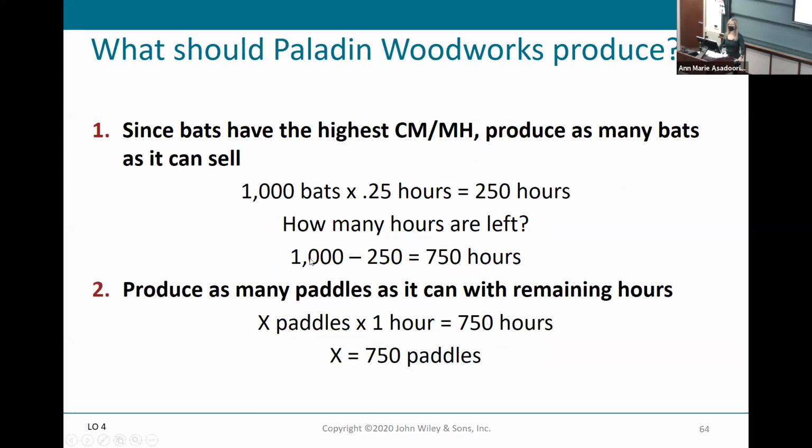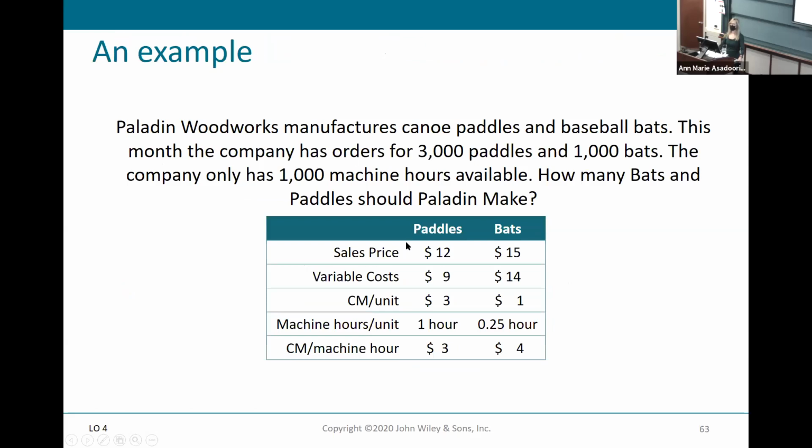So you take your constraint, you subtract out how much you're going to need to make that first, or highest, contribution margin of the constrained resource, and then you're moving on to the next product. And the next product is paddles. So how many paddles am I going to make? Well, it takes 1 hour to make a paddle, and you have 750 hours left. So you'll be able to make 750 paddles. Even though you have orders for 3,000, you want to start with the bats. And then when those are done, you're going to make as many as you can. In this case, it's only going to be 750.